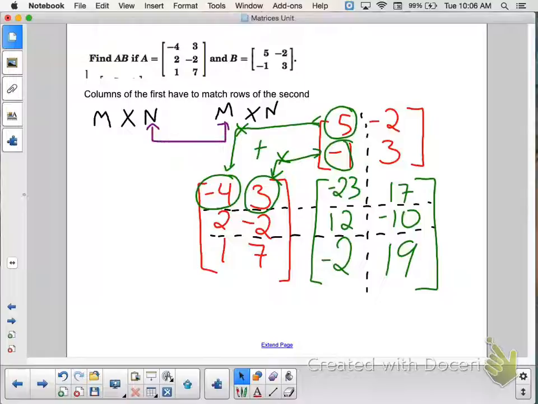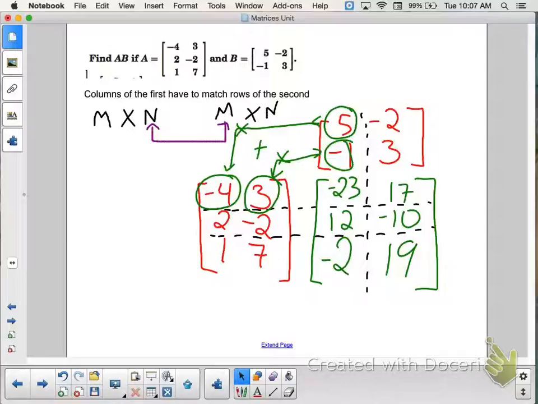So right here, let's go back to this first one that I did right here. So first row, first column, the left-hand one goes with the upper one right here. This one goes with this. And then you continue that throughout. So if I go down to the second row, 5 matches up with 2, negative 1 matches up with negative 2, and then going down to this last row, negative 2 matches up with 1, and 3 matches up with 7.